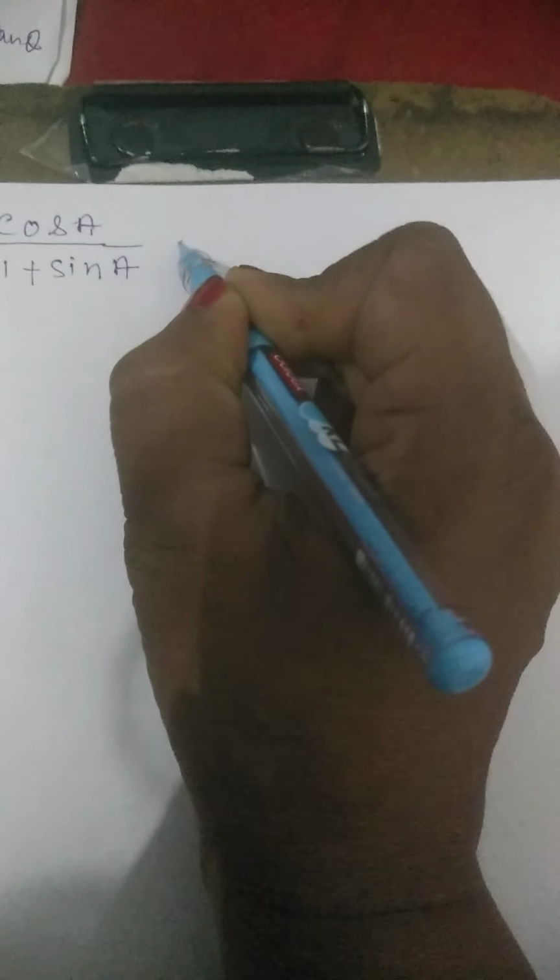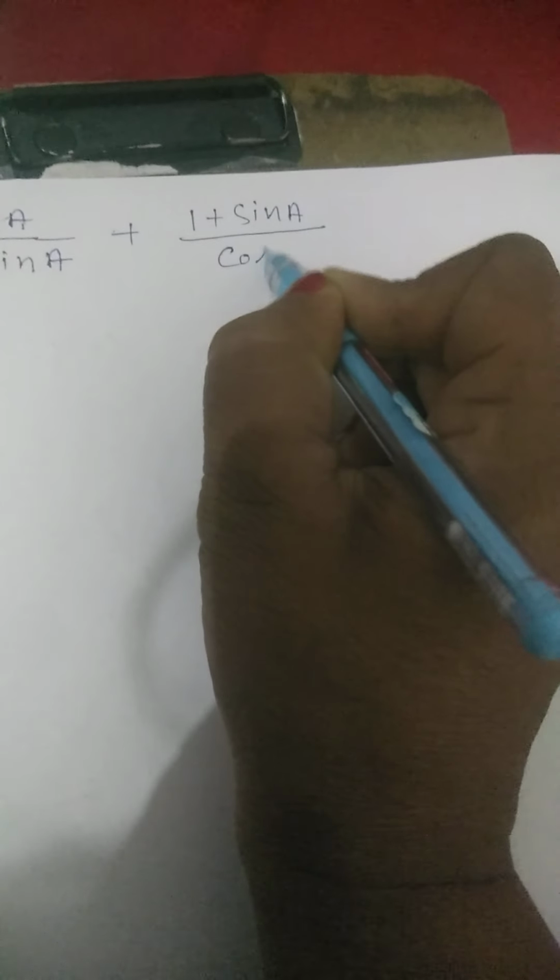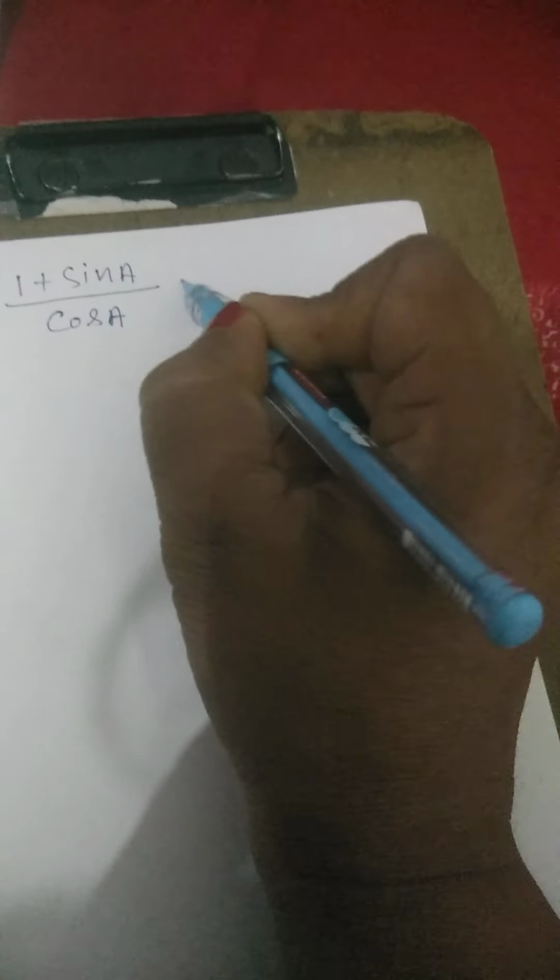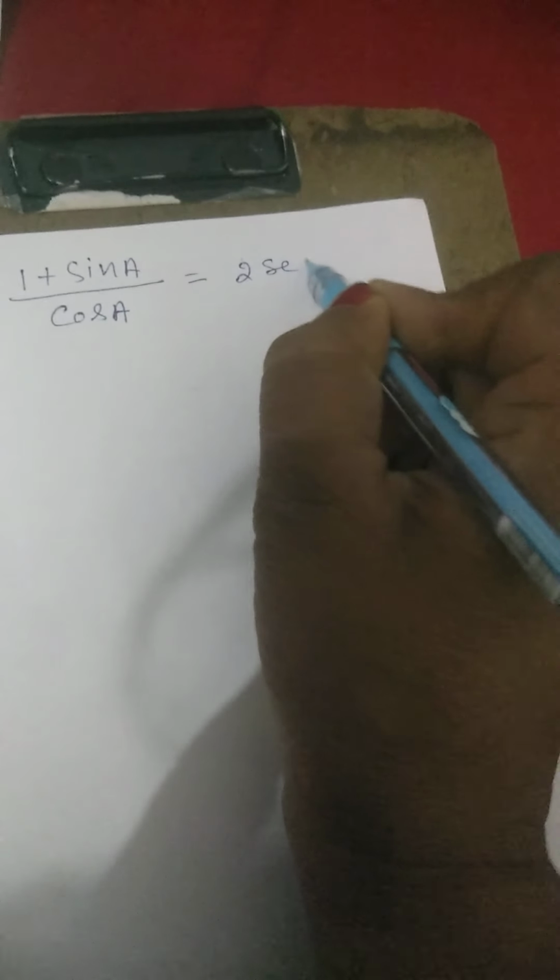Second question from question number 5. The second question is this: cos A upon 1 plus sin A plus 1 plus sin A upon cos A is equal to 2 sec A.